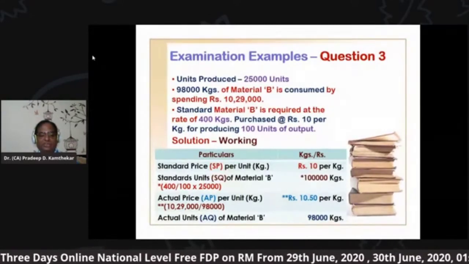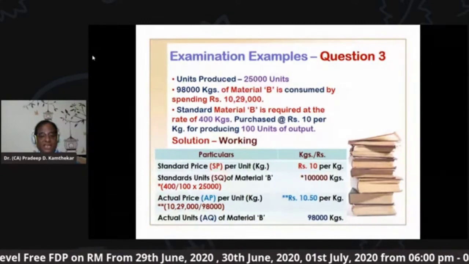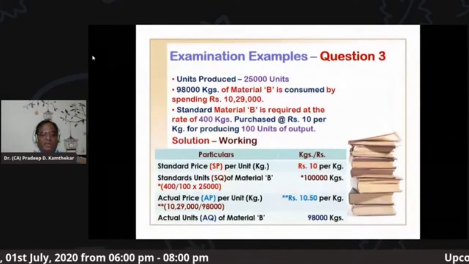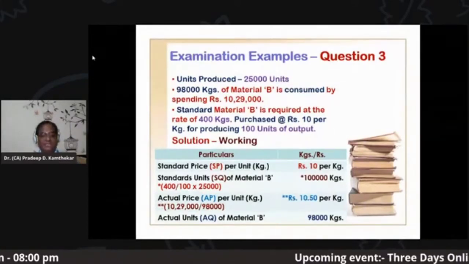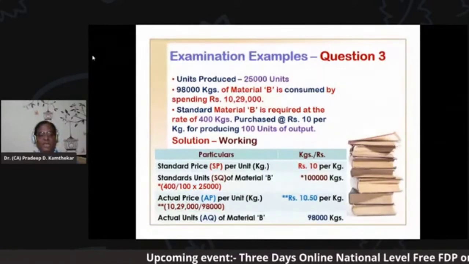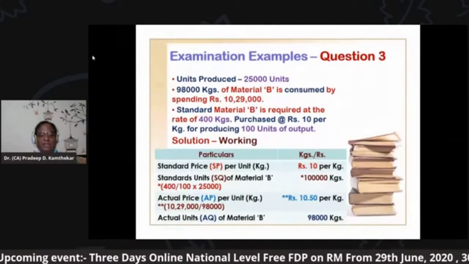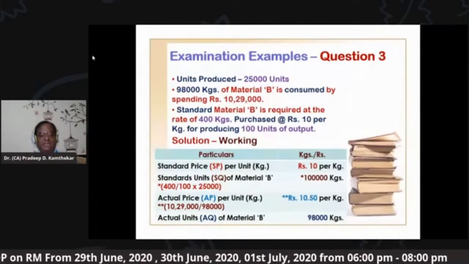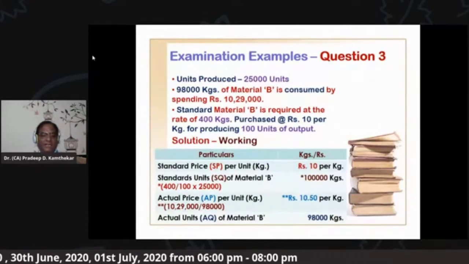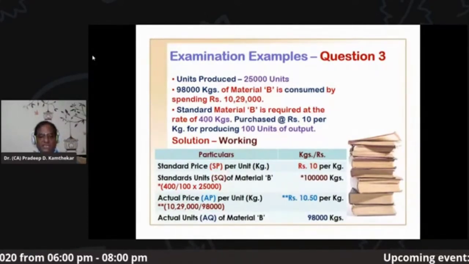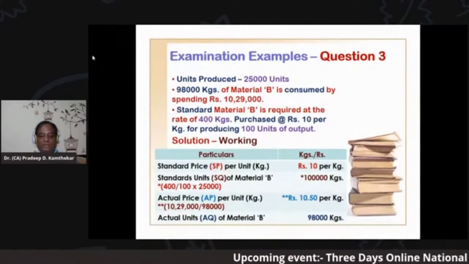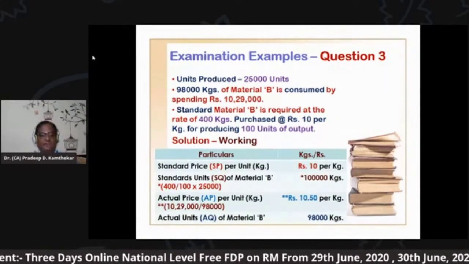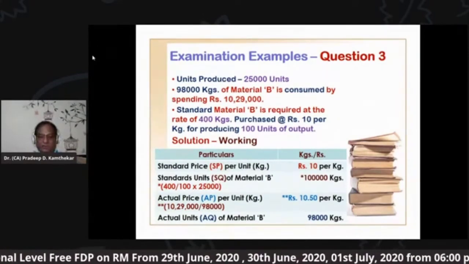But here the actual price per kilogram is not given this time. The total amount is given for 98,000 kilograms, that is 10 lakh 29,000 rupees. So from this, we have to calculate the actual price per kilogram. How will it be calculated? You can see in the table, in the third line: 10 lakh 29,000 total amount paid divided by 98,000 total material purchased gives you rupees 10.50 per kilogram as the actual price per kilogram for material B. So the actual price per kilogram is 10.5.